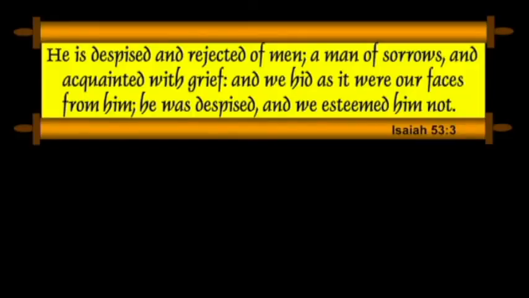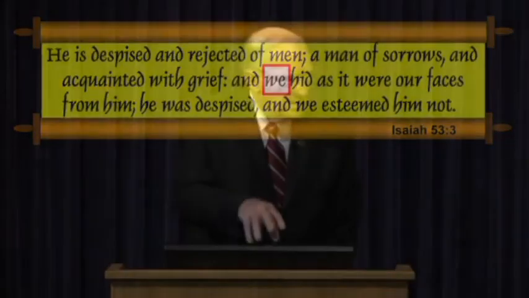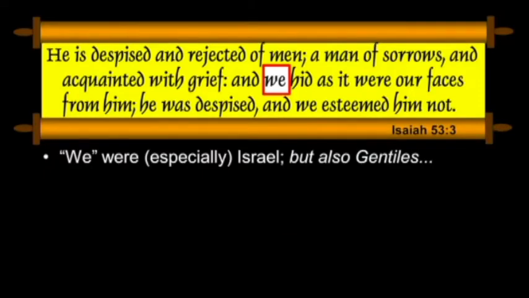Verse 3. He is despised and rejected of men, a man of sorrows and acquainted with grief. And we hid, as it were, our faces from him. He was despised, and we esteemed him not. And that "we" there, by the way, refers, of course, to Israel on the one hand, but it also includes us as Gentiles. So don't fall into those traps. Recognize that we are all people.